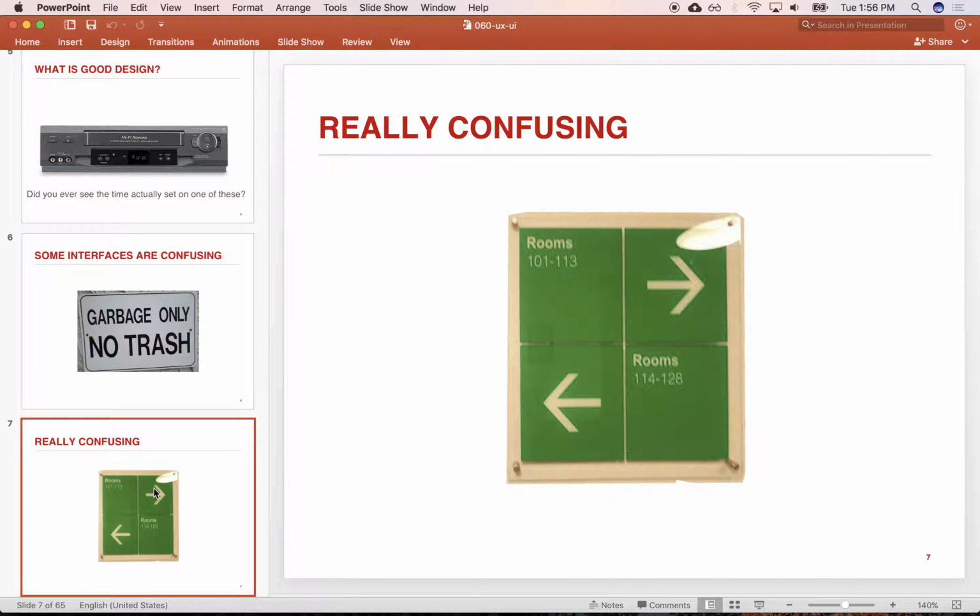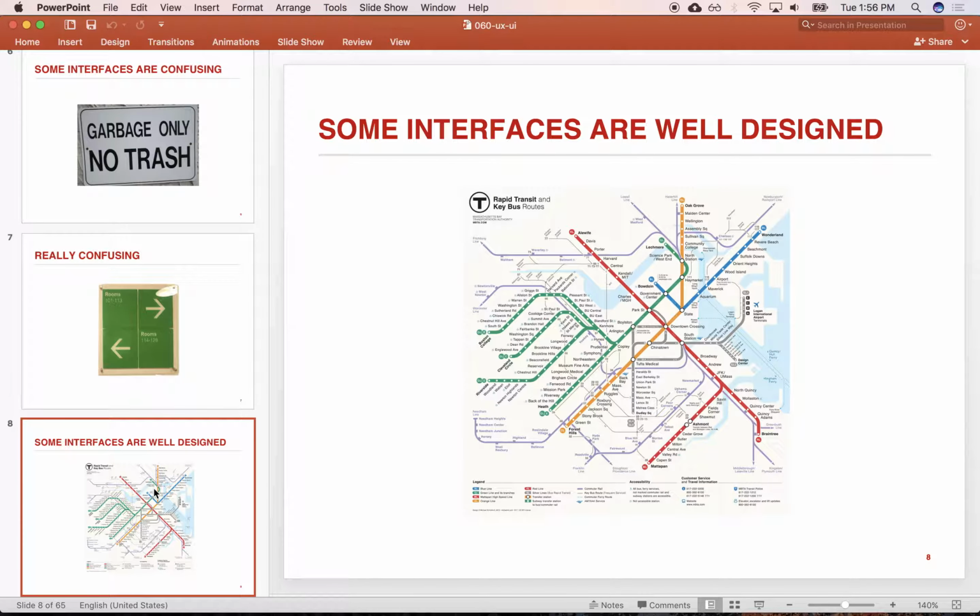Perhaps the physical separation between the two, between the top and the bottom, perhaps that's another way of grouping it, right? So again, we want to make it as obvious as possible.